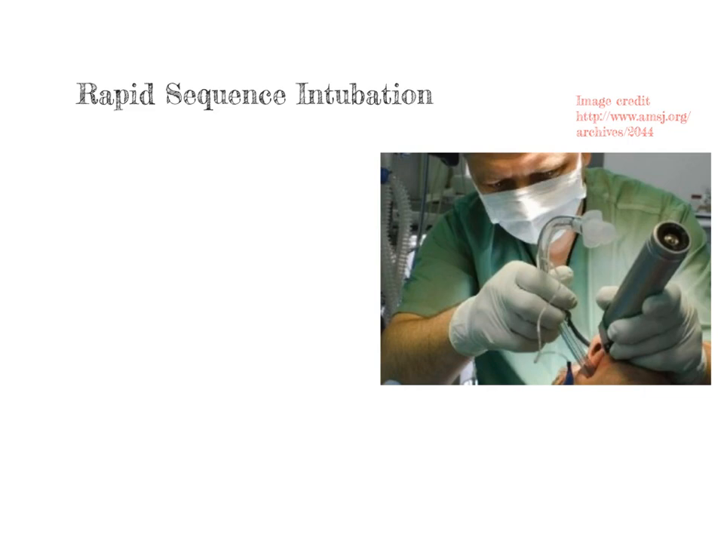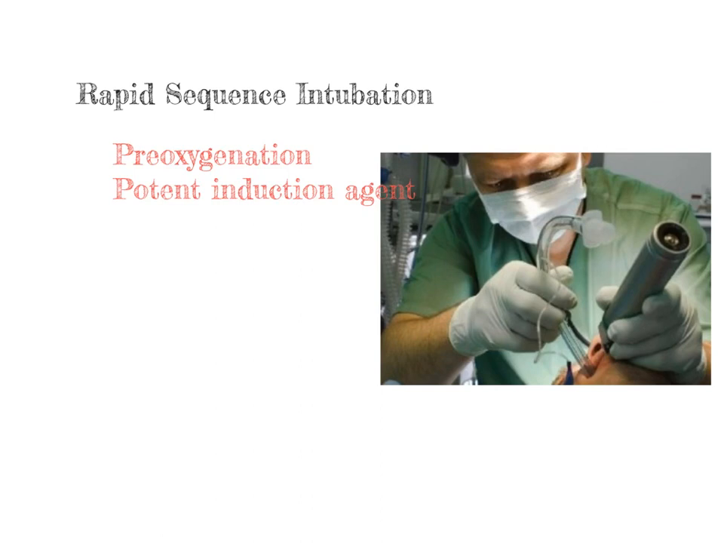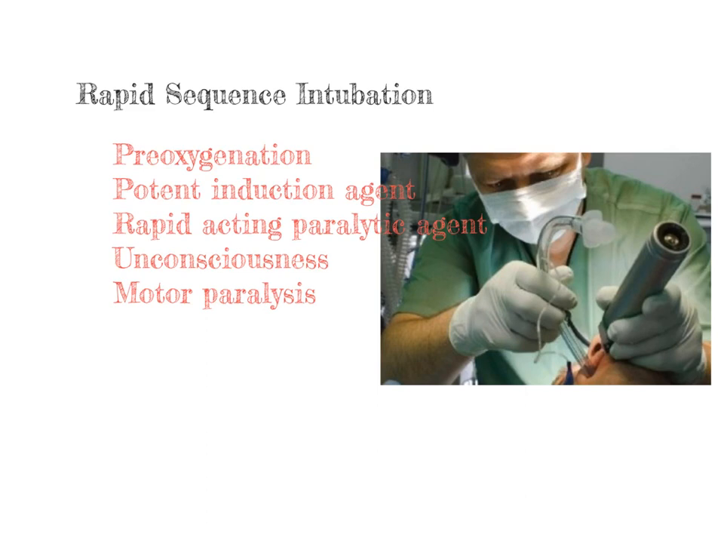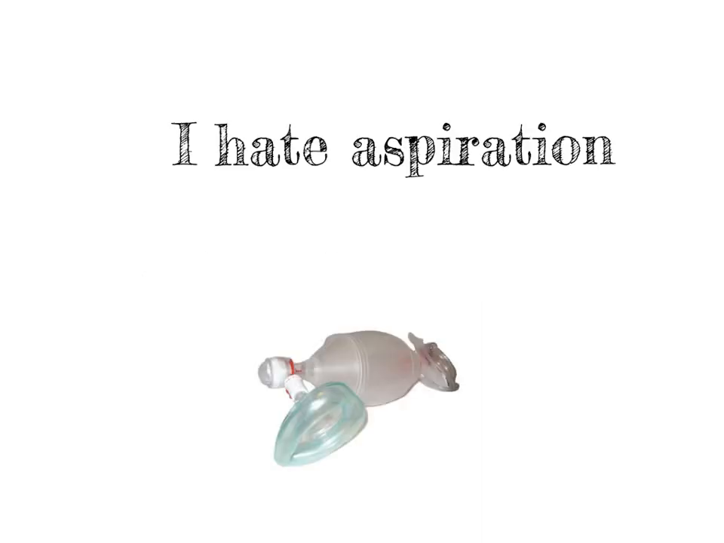Rapid sequence intubation is the administration, after pre-oxygenation, of a potent induction agent, followed immediately by a rapidly acting neuromuscular blocking agent to induce unconsciousness and motor paralysis for tracheal intubation. It is based on the assumption that the patient is not fasted. RSI is meant to reduce the risk of aspiration. Positive pressure ventilation is not suggested to minimize aspiration.